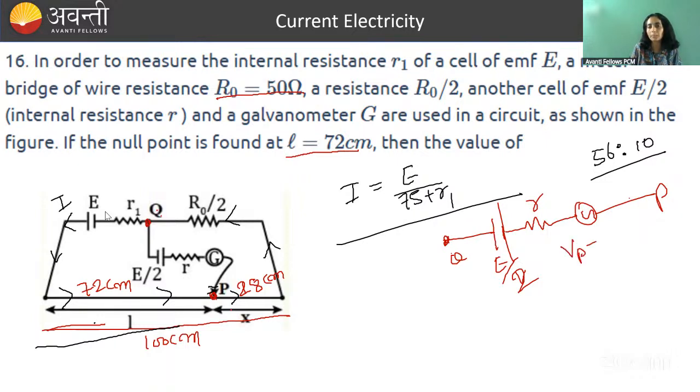Potential difference Vp minus Vq, if you write here, is equal to E by 2 volt. लिख सकते हैं, that will be equal to EMF of the circuit because there is no current flowing through it. And if you see here, P and Q potential और किसका हो सकता है? Sum of potential on R0 by 2 plus sum of potential on this length.